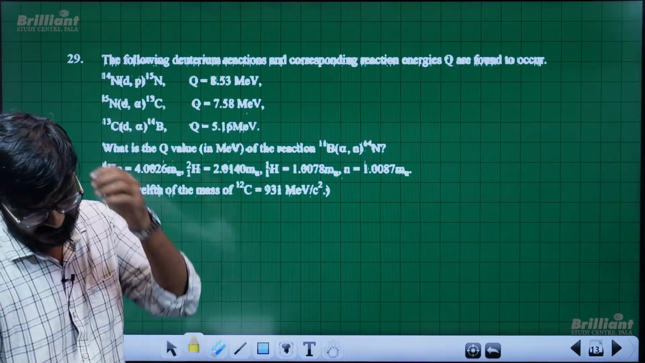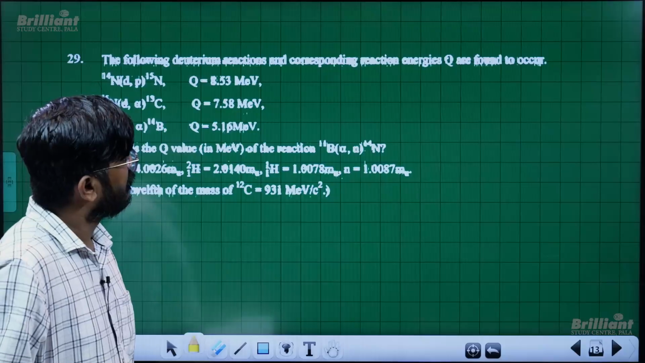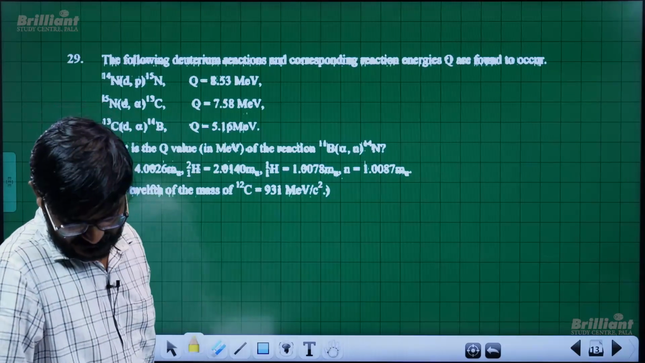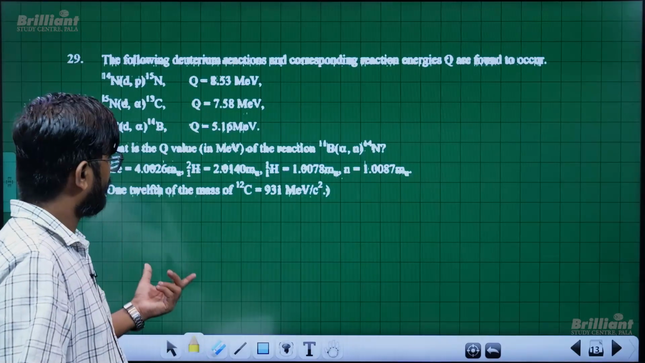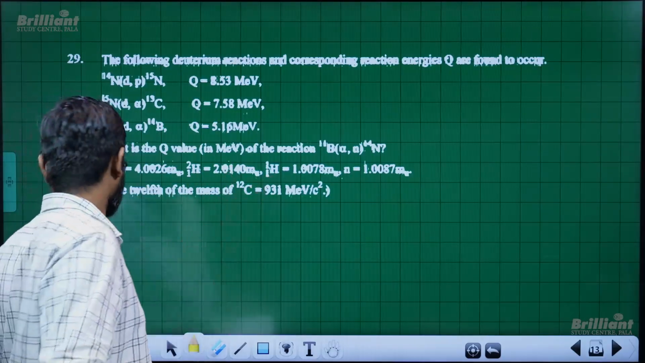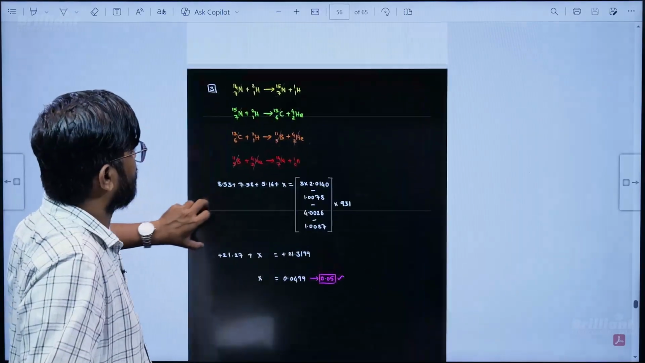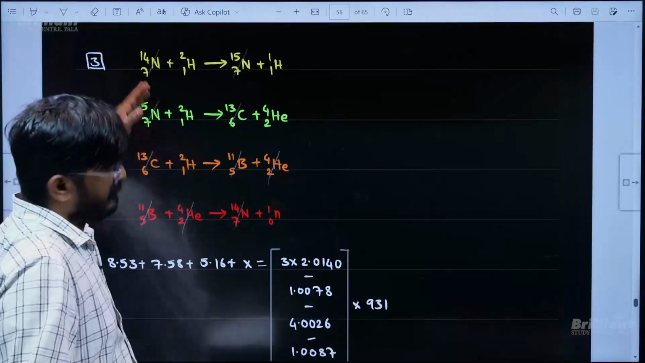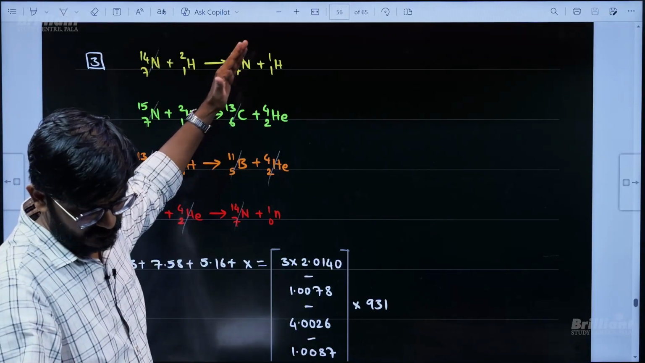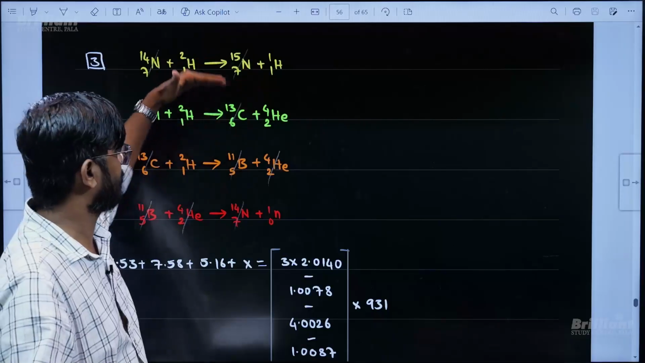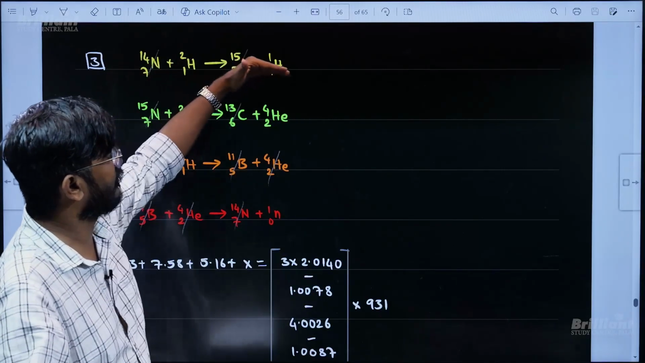The following deuterium reactions and corresponding reaction energies Q are found to occur. Okay, so they have given something from here. They were asking what is the Q value of the reaction. So they were talking about these reactions. Nitrogen plus deuterium is going to combine and give you proton plus nitrogen 15, then the next one, then the next one. They are asking what is the Q value of the reaction. They gave the Q value of this reaction.